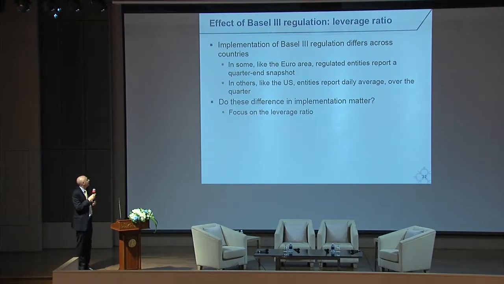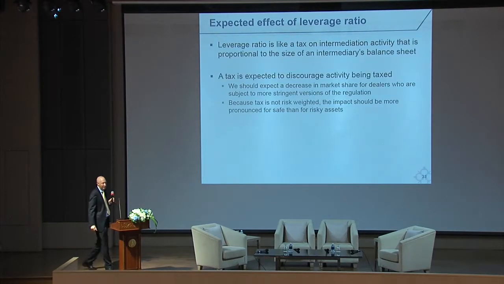In the US, in the UK, and in some other countries, banks have to report a daily average over a quarter. Okay, so instead of reporting a snapshot at one time, they have to average over all the days of the quarter. And so these differences in implementation can matter tremendously.